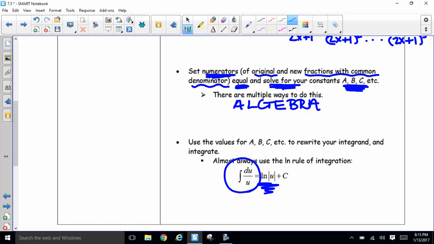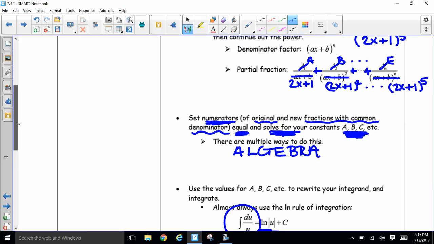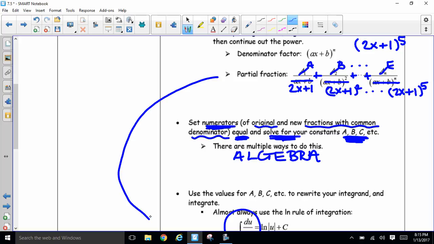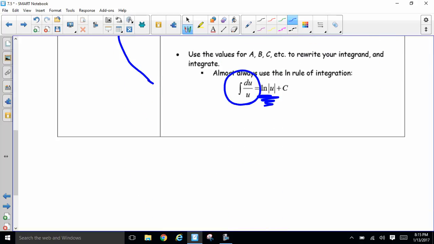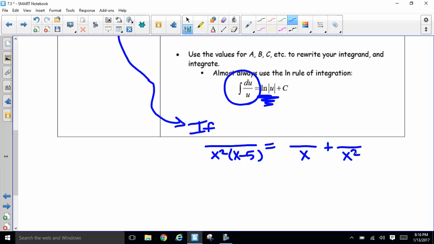I do want to add one thing to this, building off of the idea that we had up here, so that your notes have what I want them to have. So down here, just make a note that if you were to have something, I don't care what's on top, so just leave it blank, over x squared times (x minus 5), and that's your denominator. So the x squared part is the repeated factor. You'd have to have a portion over x. You'd then have to have a portion over x squared, but the x minus 5 is not repeated, so you'd have to just have that one time.